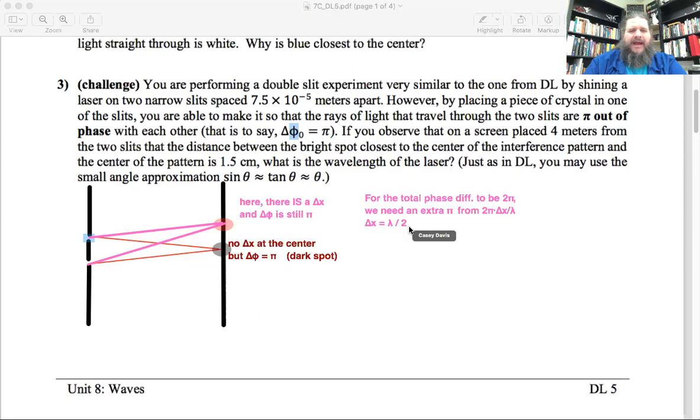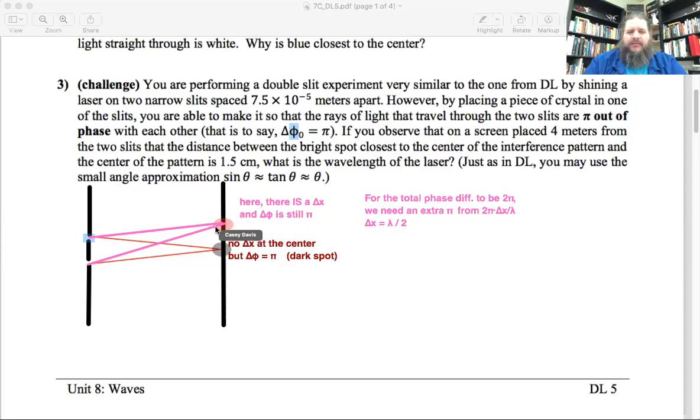If the two waves are half a wavelength offset, and that was the only difference, what kind of interference would you expect there? Destructive. Yeah, half a cycle offset, if that was the only difference, would be destructive interference. So this is a spot that we would usually expect to be dark because of the location.